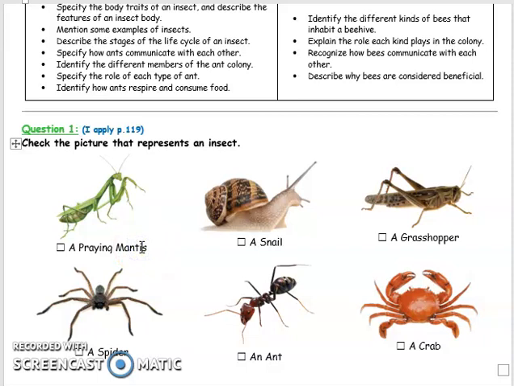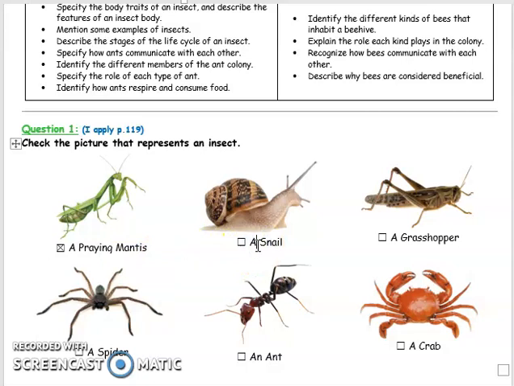In the first figure, we can see a praying mantis. The praying mantis's body is divided into a head, a thorax, and an abdomen. And let's count the legs of the praying mantis: 1, 2, 3. So it has 3 legs on each side, so 6 legs in total. So yes, the praying mantis is an insect.